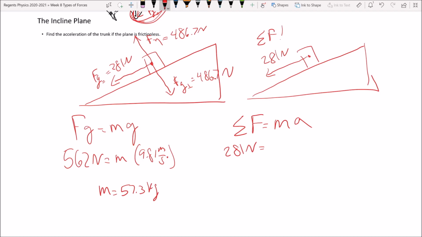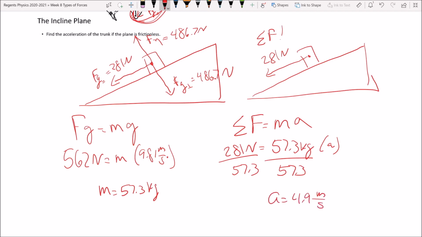Now I have my mass, so I'll come back to the inclined plane problem. 281 newtons equals 57.3 kilograms times our acceleration. I'll divide both sides by that given mass, and we now know the rate of acceleration down the plane. The acceleration is 4.9 meters per second squared.